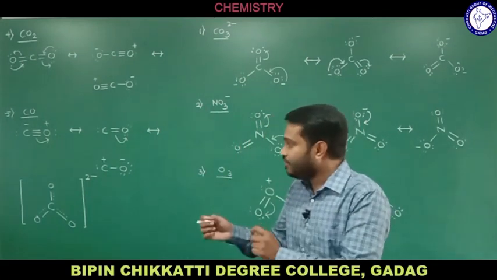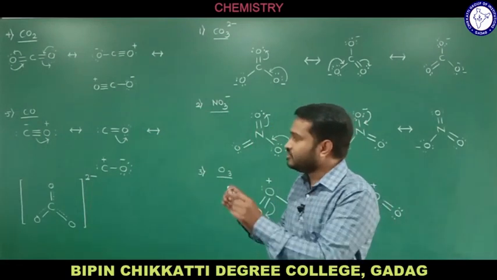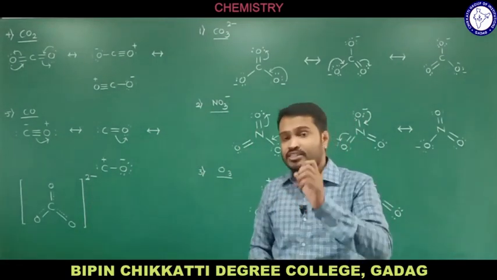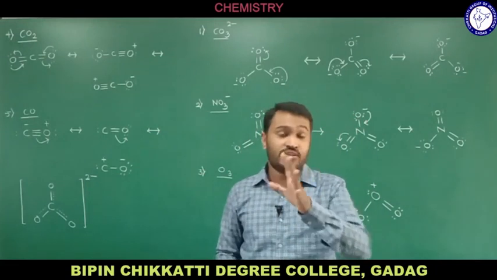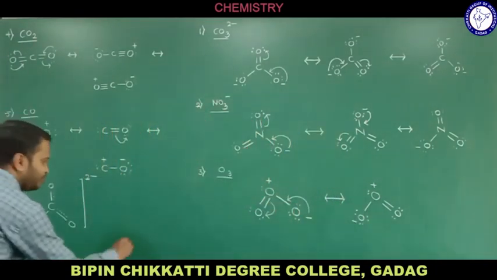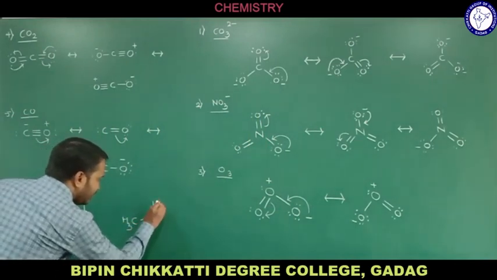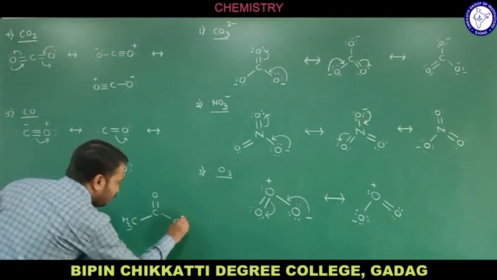In a resonance hybrid we cannot mention a particular ion, but in general we represent it as a whole molecule and show what the charge would be. So this is how resonating structures help us to explain some properties. One example I am going to consider over here: CH3 C double bond O single bond O minus.